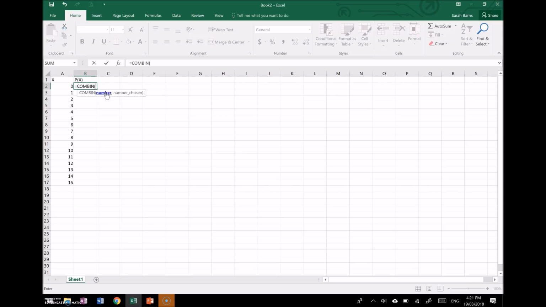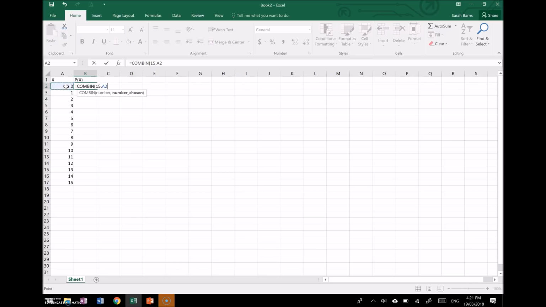And it's asked us for the number. So this is the number of trials, or n, in our example. So we're going to set that to 15. And the number chosen is the number of successes, and in our case, the number of left-handed people. So we're looking at the case where we have 0 left-handed people in our sample of 15.